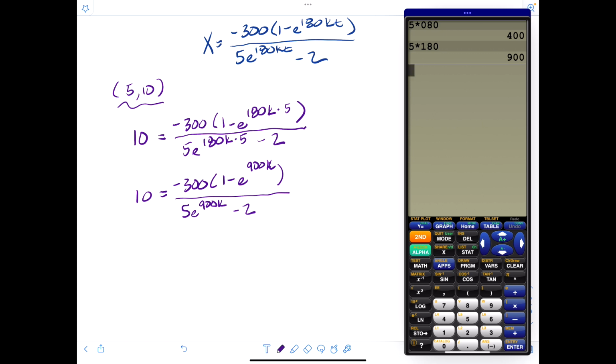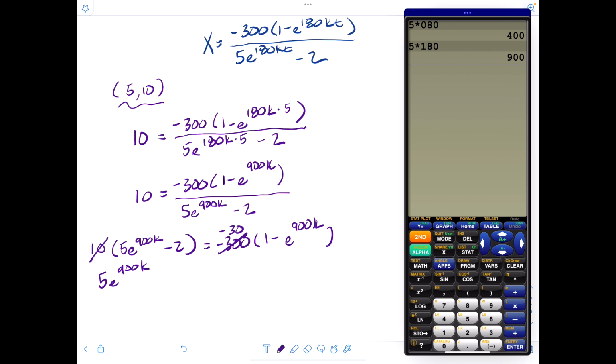And now we want to get those exponentials together, so let's just work with this. We're going to have 10 times 5e to the 900k minus 2, that quantity, is equal to, we'll do one thing first, negative 300 times 1 minus e to the 900k. I can divide out a 10 on the left, and I'll be left with a negative 30 on the right. So we'll have 5e to the 900k minus 2 is equal to negative 30, I'm distributing now, plus 30e to the 900k. And now let's add 30 to both sides to get 28 on the left and subtract 5e to the 900k.